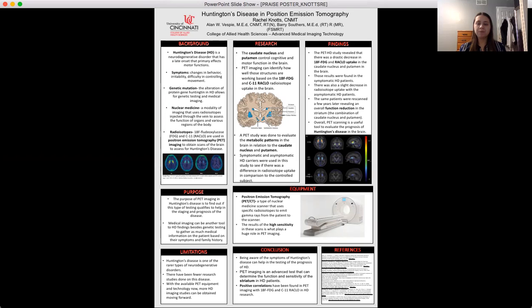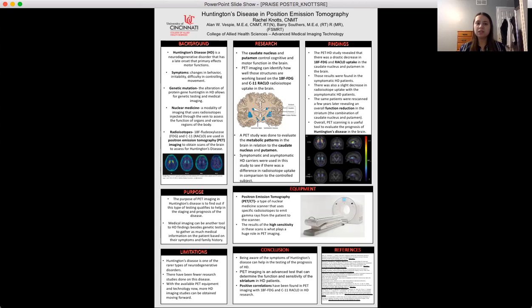What really occurs is that there is a gene mutation, and that occurs in the protein gene Huntington, and that is what gives all the symptoms in Huntington's disease. But there is genetic testing that is available, as well as medical imaging that can help in the diagnosis and prognosis in this disease. When it comes to medical imaging, nuclear medicine is a great tool.